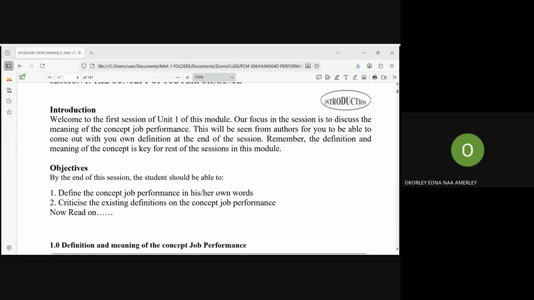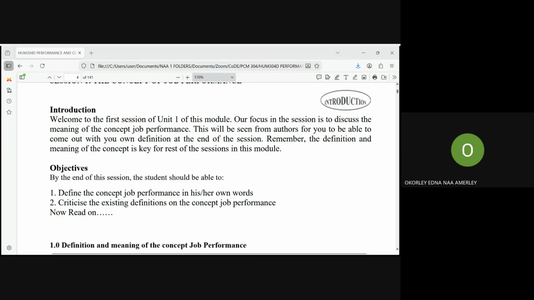That's great. Anybody else? Yes, please mention your name and speak. My name is Yusuf Swale. A job is any activity that one undertakes to earn a living. Good.